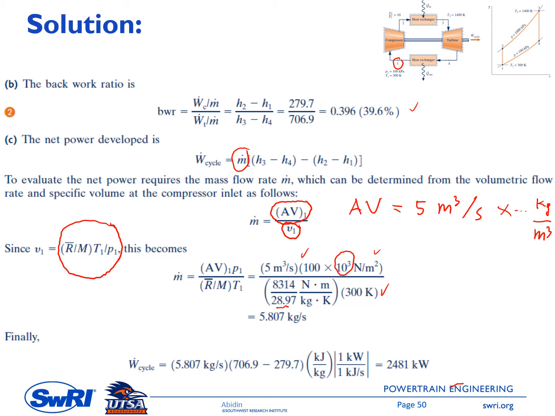Kelvin. So you will get the mass flow rate of 5.807 kilogram per second. Once you get this m dot, you just plug this number into this equation. You should be able to get the net work in kilowatt here, 2481. Okay.